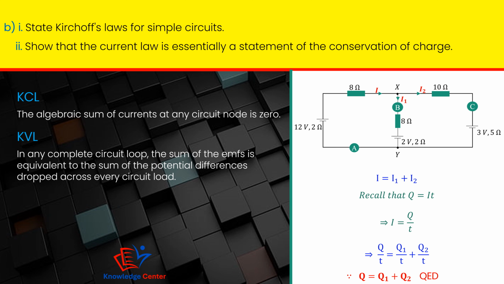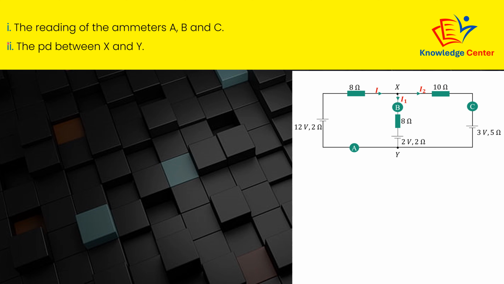Great. All right, so the reading of the ammeters A, B, and C, the PD between X and Y. All right, now this is where the real work is, right? Now this is our circuit.